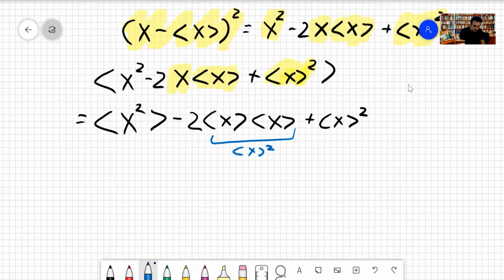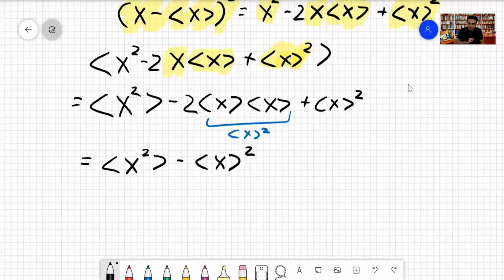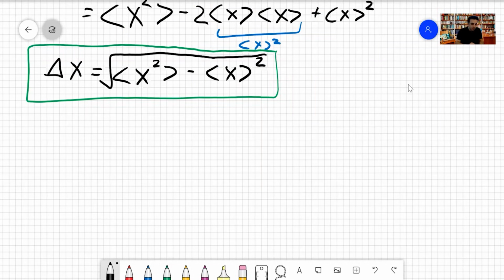And what we get is expected value of x squared minus expected value of x squared. Okay, in the first one, the squared is inside, and in the second one, the squared is outside. So this formula, the standard deviation of x, is the square root of the expected value of x squared minus the expected value of x squared. Okay, and this is a very important equation.